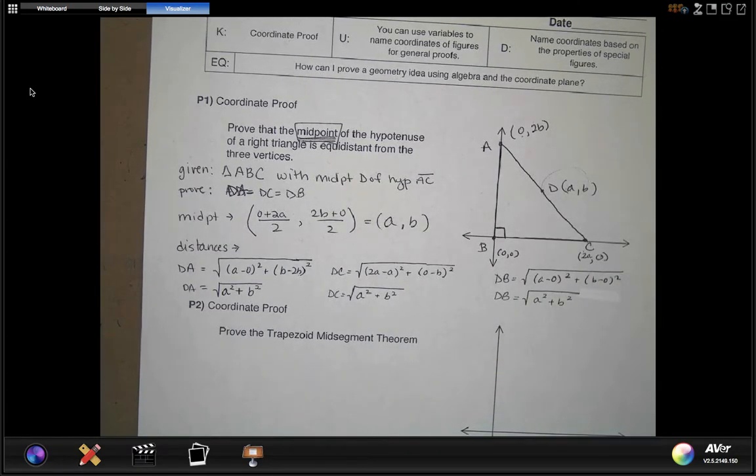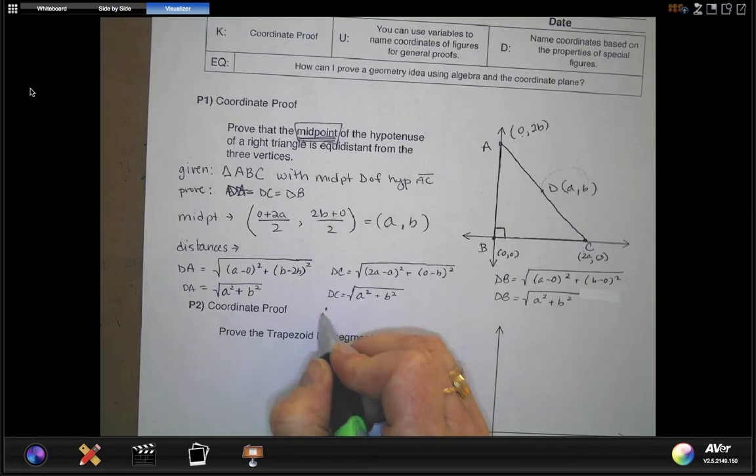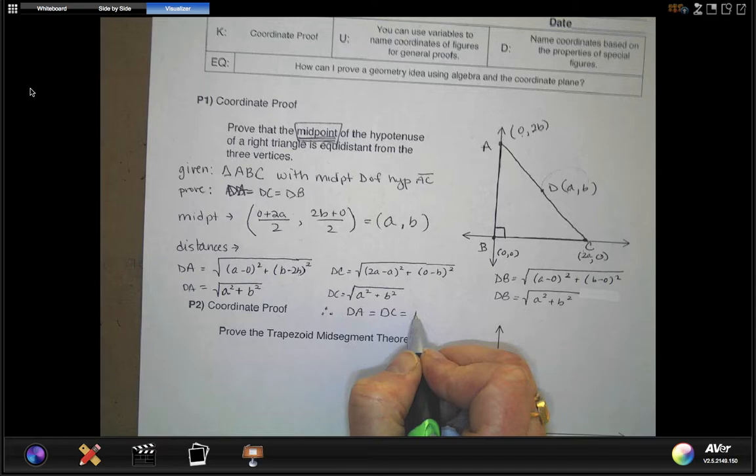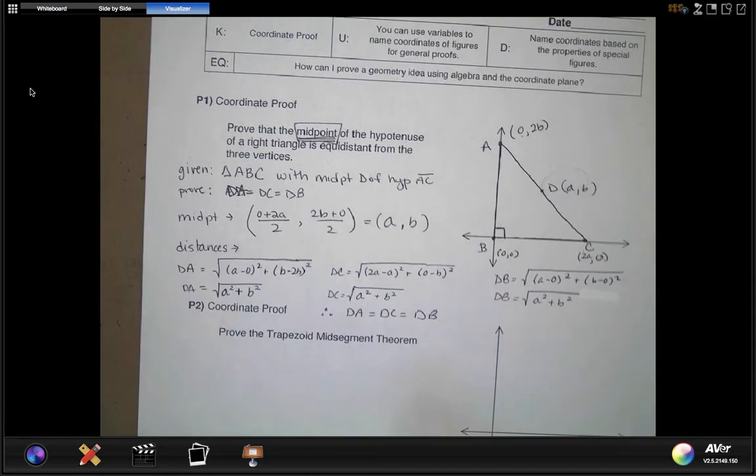So therefore, dA is equal to dC is equal to dB, okay? So by doing that, I've proven what I wanted to prove.